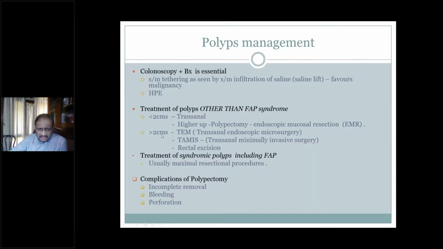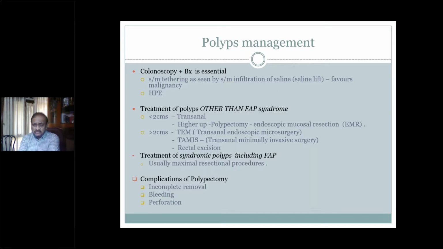More than 2 centimeter size, you have to take recourse to either transanal endoscopic microsurgery or transanal minimally invasive surgery, either of the two, right? That is for more than 2 centimeter size. Or if you find multiple involvement or multiple polyps in a short segment of the bowel, here we are basically talking about the rectum, then you have to go in for rectal excision, right? So basically, in more than 2 centimeters, you can have either a TEM or TAMIS, or you can go in for rectal excision.